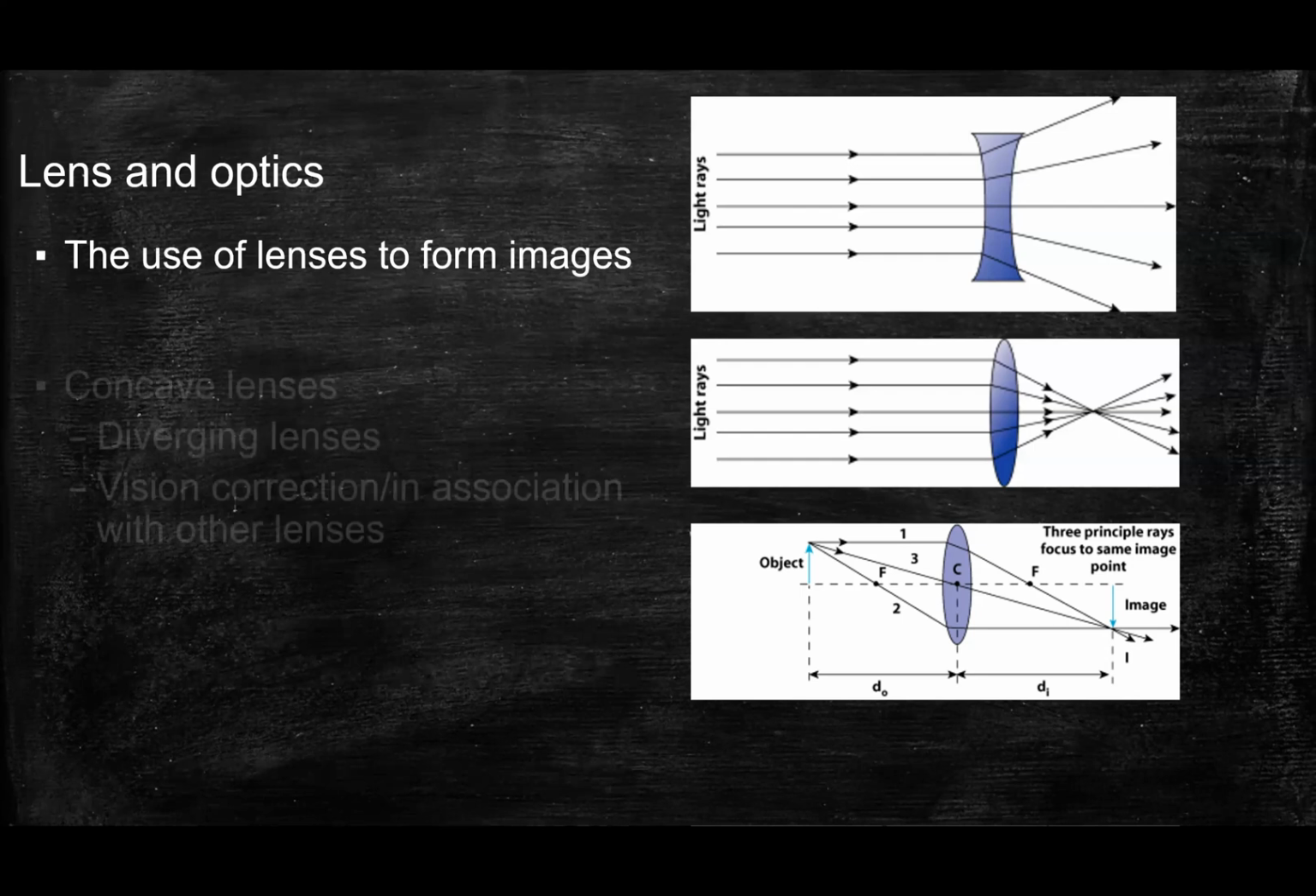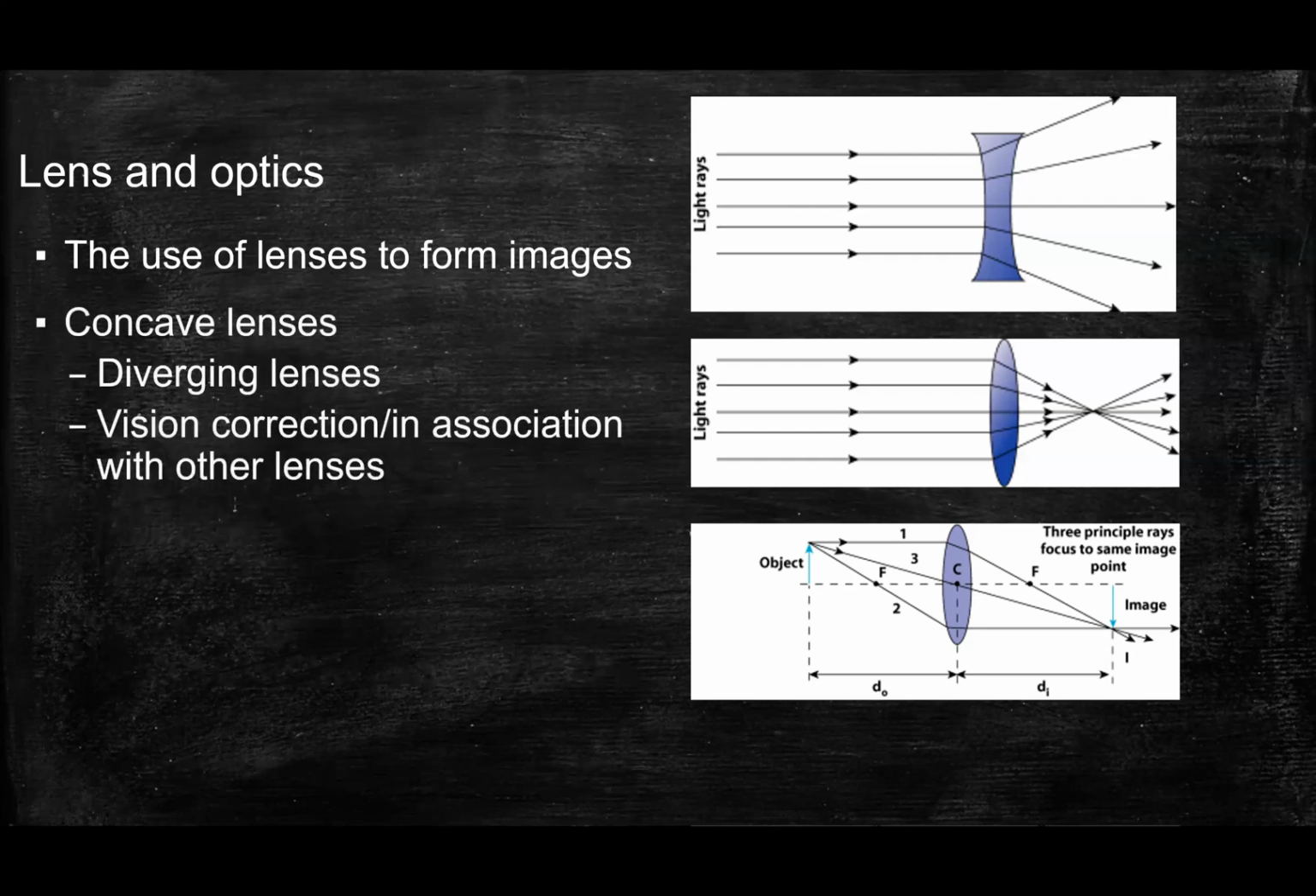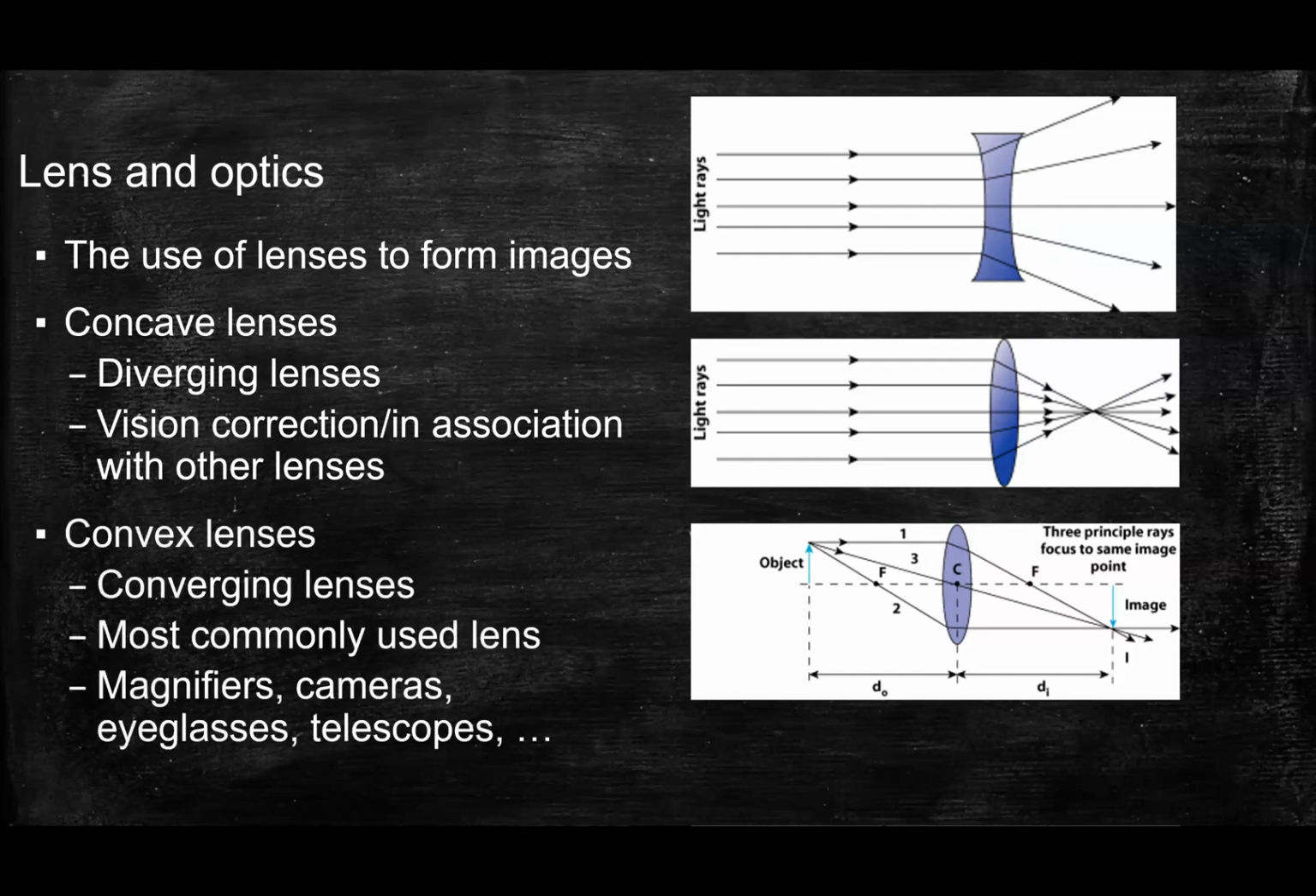So we have the use of lenses in different forms to form images. We talked about our diverging lens. Another name for it is concave lens because it has this concave part to it. And its uses in vision correction. Of course, it's used in association with other lenses. And then we have our convex lens, which is our converging lens. It's the most commonly used lens for magnifiers, cameras, eyeglasses, telescopes, and so on.